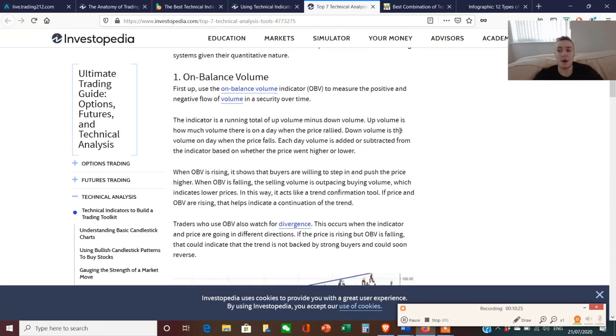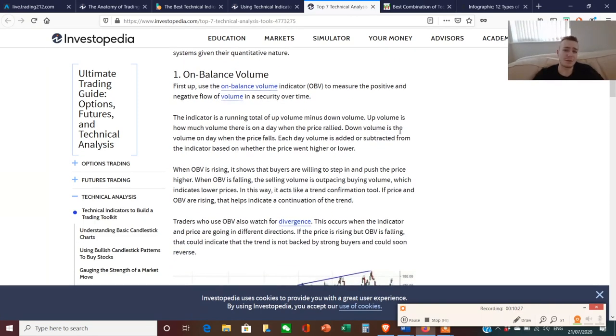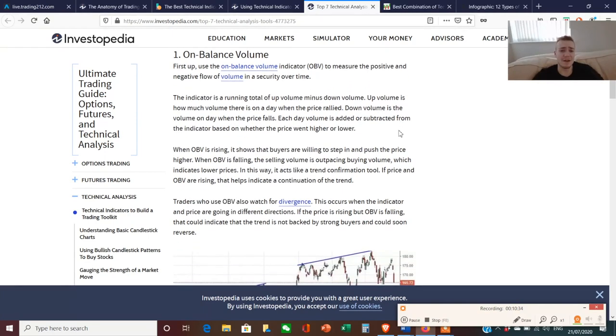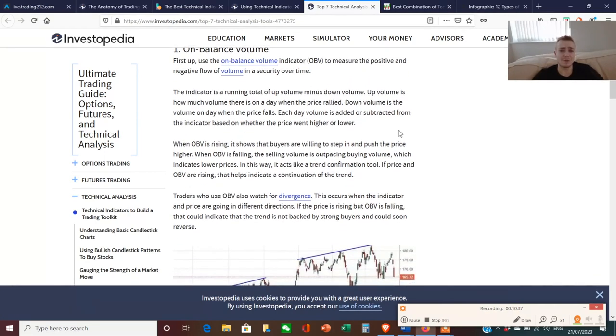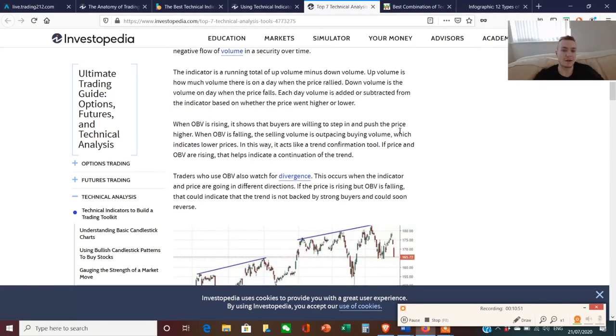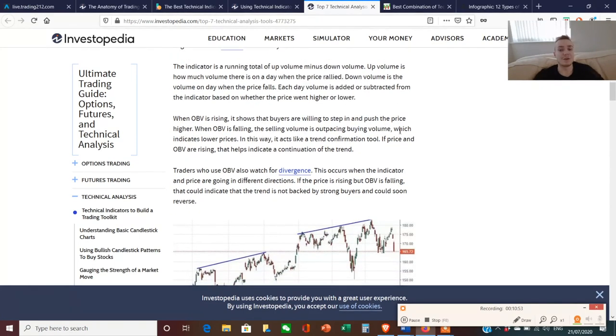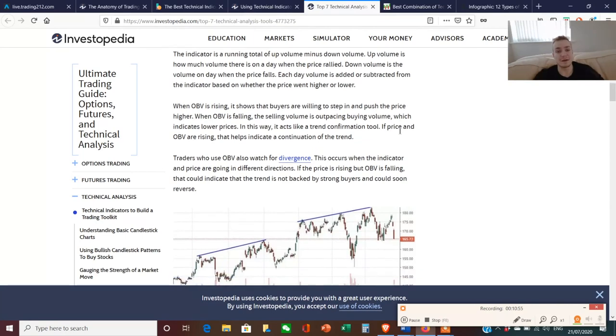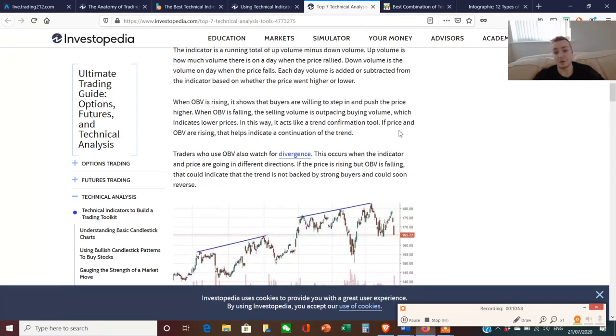1. On-balance volume. First up, the on-balance volume indicator, OBV, measures the positive and negative flow of volume in a security over time. The indicator is a running total of up volume minus down volume. Up volume is how much volume there is on a day when the price rallied. Down volume is the volume on a day when the price falls. Each day, volume is added or subtracted from the indicator based on whether the price went higher or lower.